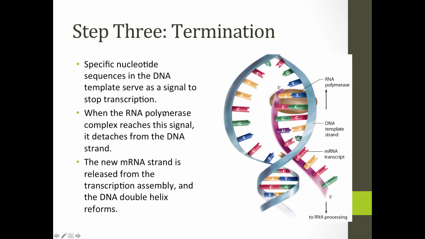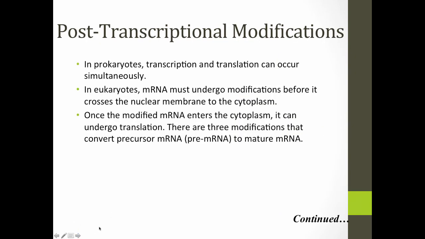So finally, the termination. A specific sequence of nucleotides in the DNA serves as a signal to stop transcription. The mRNA will form a hairpin loop because of the sequence, and that's going to help RNA polymerase fall off and detach from the DNA strand. The new mRNA strand is then released from the transcription assembly, and the DNA double helix will reform. So it will reform a closed complex.